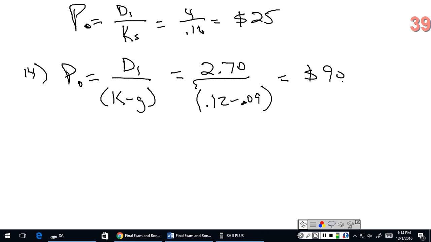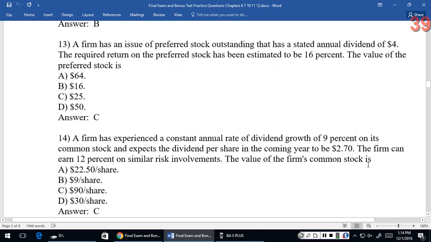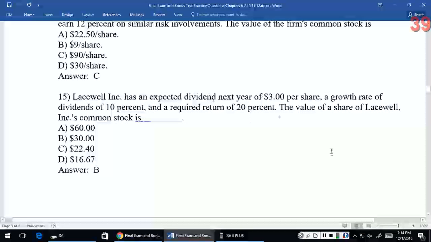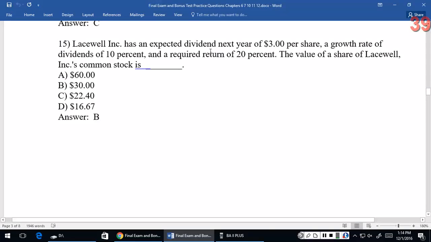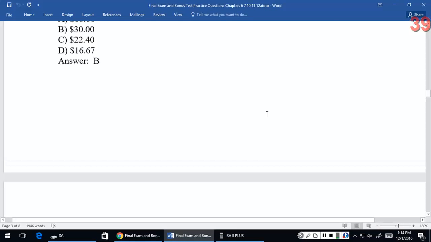And number 15 is exactly the same. Okay. All right. So let's see, any others really quickly. Okay, so number 15 is also a constant growth calculation. Let's see, expected dividend next year.